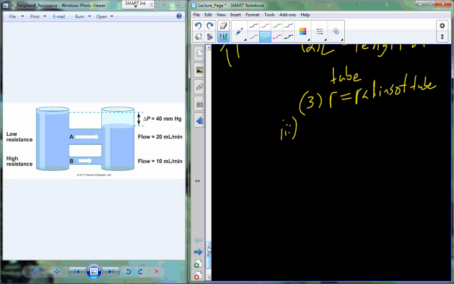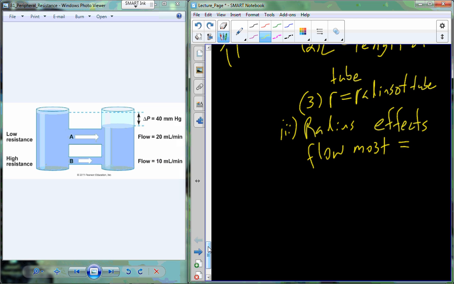The 8 is a constant. It's just the 8. So radius, we already know that it changes a lot, but look at this. Radius is going to affect the flow the most, and it's actually not because radius changes so much. I mean, we may be talking about a half a centimeter increase in diameter of a large vessel. But the reason radius is affecting the flow the most is because of this sign here. Because of the fourth power.